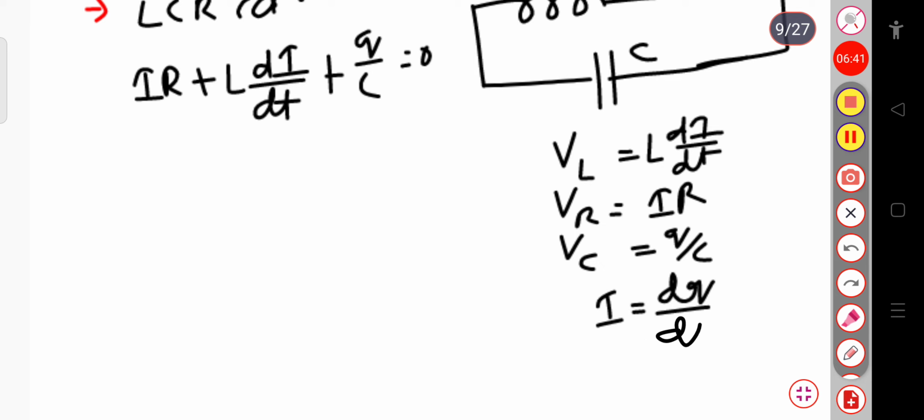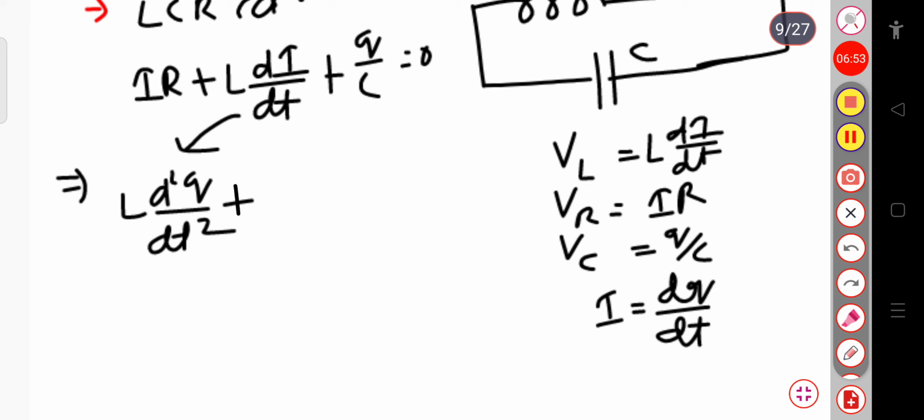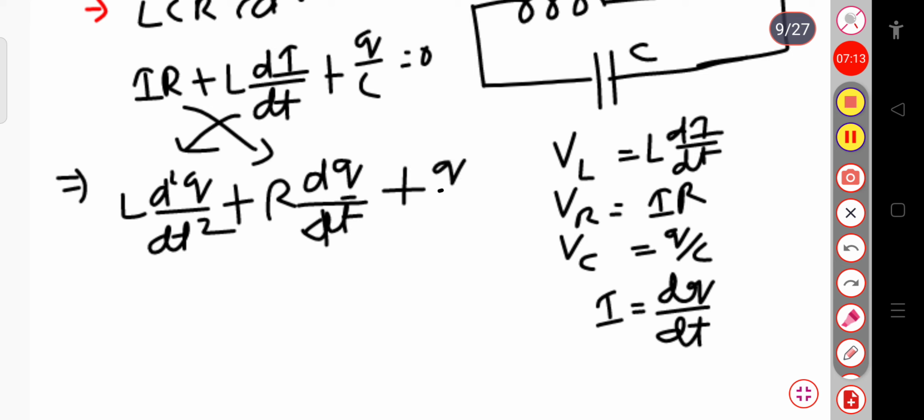If I put I equal to dq by dt in this expression, the L di by dt term becomes L into d square q divided by dt square, since I equals dq by dt. Plus, in place of I, I will write dq by dt, so this will be R into dq by dt, and in place of q by c I will write plus q by c, that is equal to 0. This is, suppose, equation number 4.